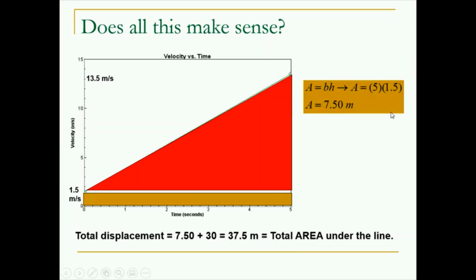So I'm just going to do area equals base times height, and I'm going to do the bottom one first. So I'm doing the square first. Notice the colors match. 5 times 1.5 is 7.5 meters.